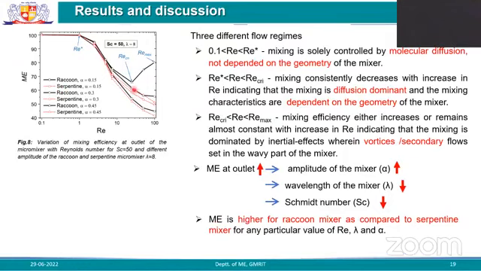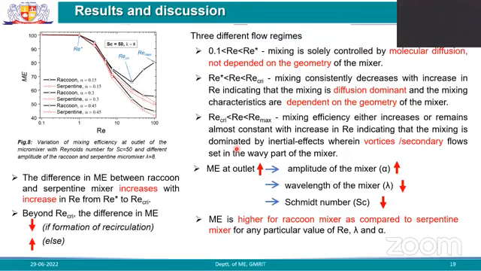So mixing efficiency is always higher. In any particular case, the mixing efficiency is higher for the Racon micromixer compared to the Serpentine channel for any other parameters. The difference in mixing efficiency between the Racon channel and Serpentine channel increases with increasing Reynolds number in this particular region, that is Re* to Re critical. And beyond Re critical, the difference in mixing efficiency decreases when there is formation of vortex. If vortex is formed, then only it will decrease.